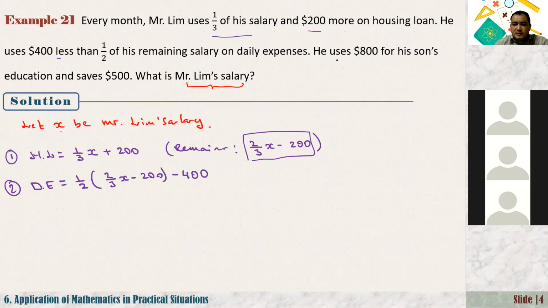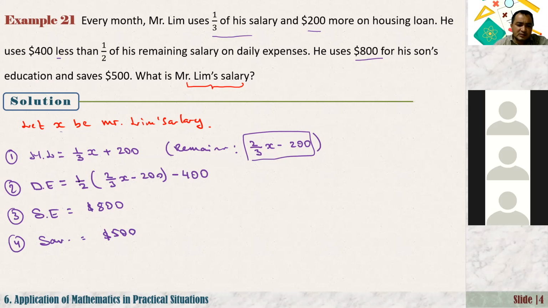The third type of expense is that he spends some money on his child's education. He uses $800 for his son's education and saves $500. Number 3, his son's education, is just a fixed amount, that is $800. And number 4, he also has some savings. He saves $500 from his salary.